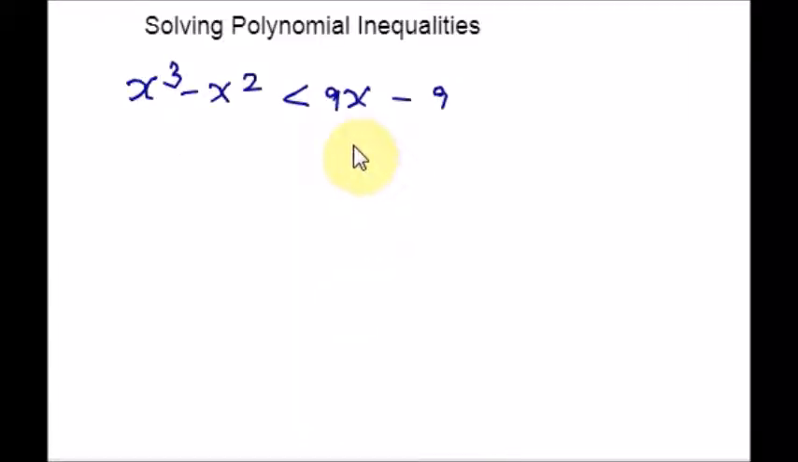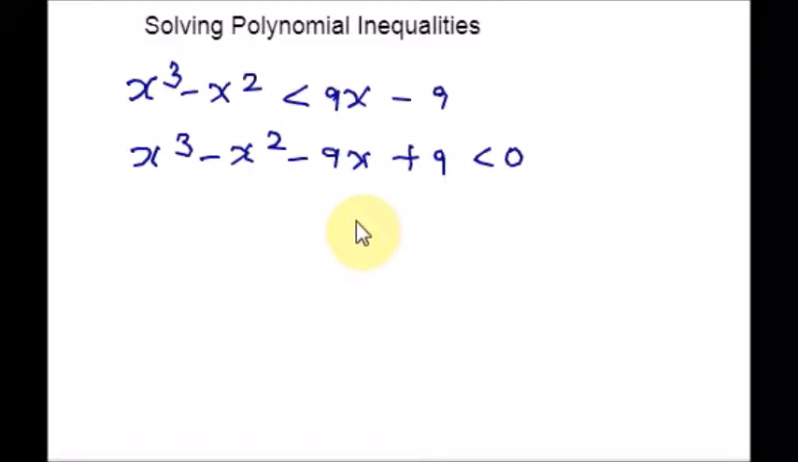Here is our next example: x cube minus x square less than 9x minus 9. First, write the polynomial in the correct form. The polynomial must be written in descending order, as I said. So I'm going to shift all the terms to the left side and set one side of the inequality equal to 0, and arrange all of them in descending order. So x cube minus x square, then if I shift this I get negative 9x, and shifting the other I get positive 9. If it is a quadratic polynomial, we can easily factorize that. Okay, let's see how we can solve this one.